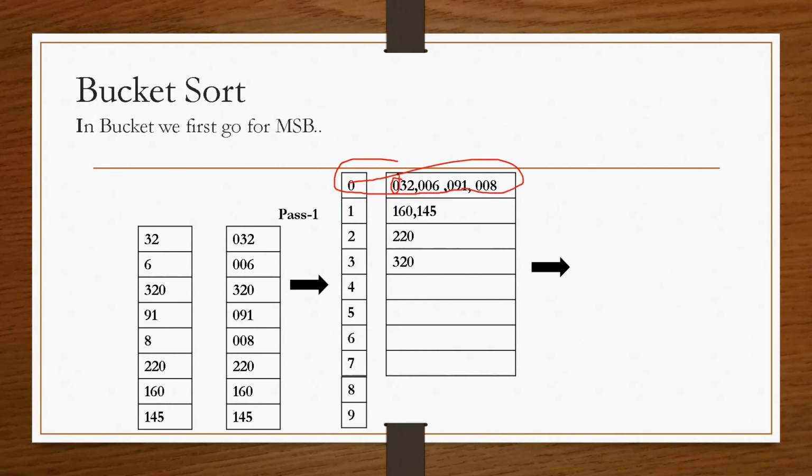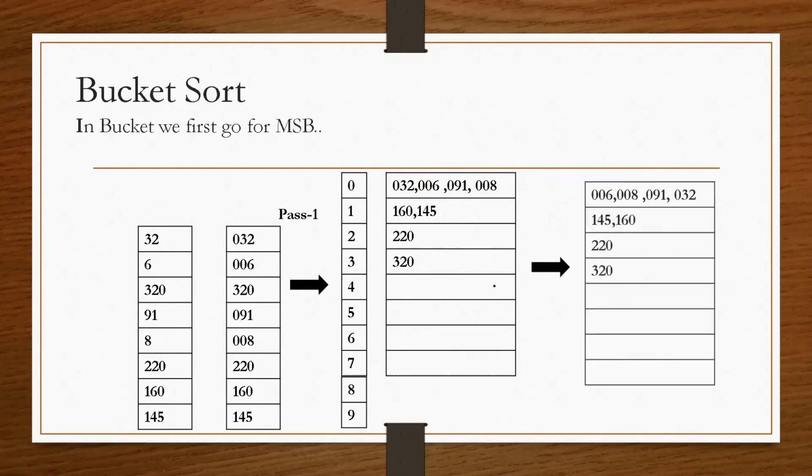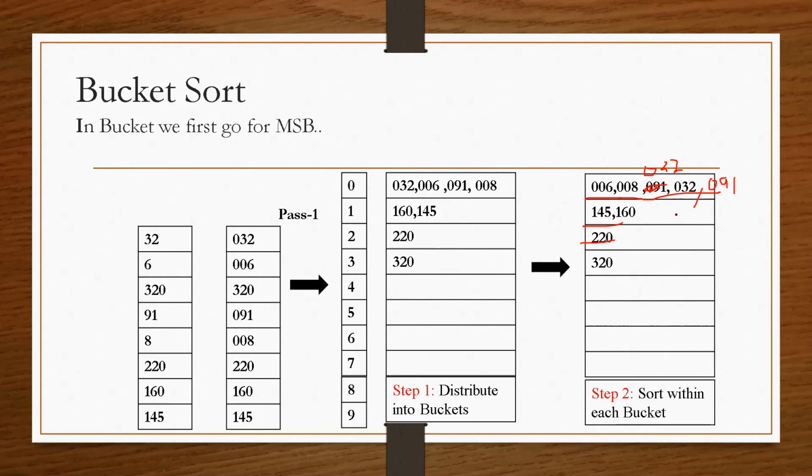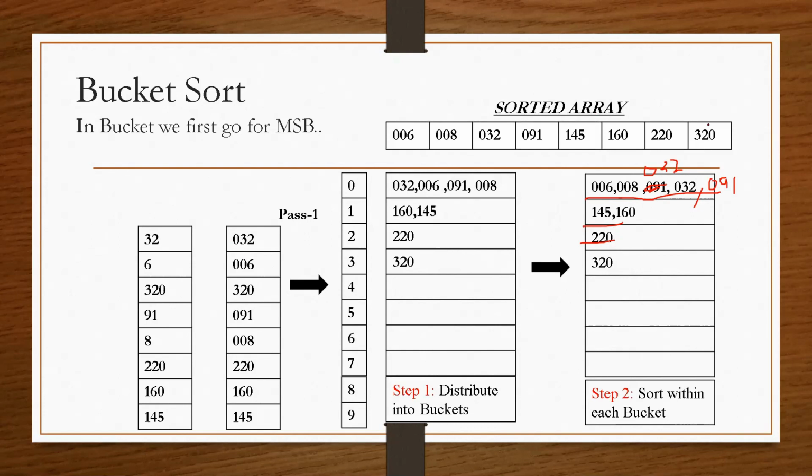Now, we will use insertion sort to proceed further, to sort them according to their values. Insertion sort is used to sort every number within its bucket. Here is a mistake, sorry, 032 and 091 at the end. So it is the correct way to sort an array using bucket sort. It will be our sorted array as follows. Here is our sorted array.